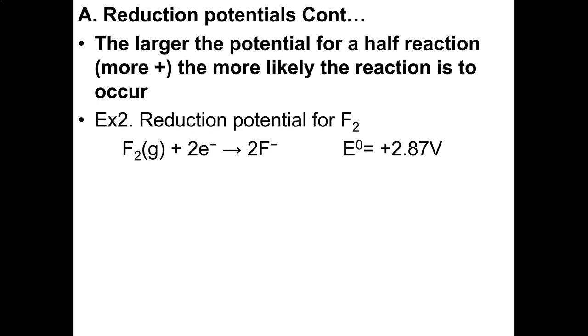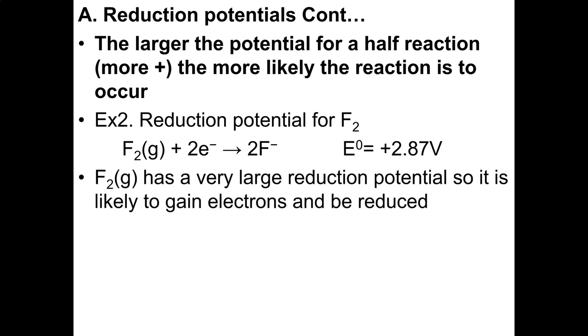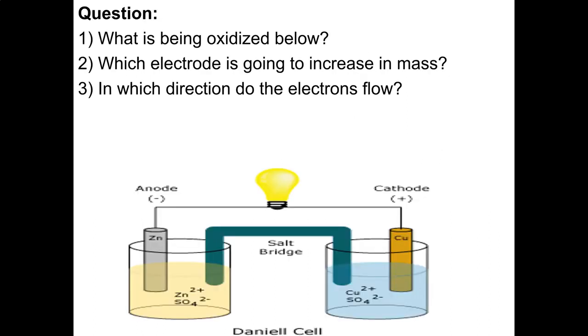So here's your example with fluorine. This really wants to happen. It does not want fluoride to become fluorine gas. It's really hard to make fluorine gas out of fluoride. Almost impossible. But you could go the other way pretty easily. Fluorine has a very large reduction potential, so it's likely to gain electrons and be reduced. So just remember, the bigger the positive value for the voltage, the more that thing wants to occur.